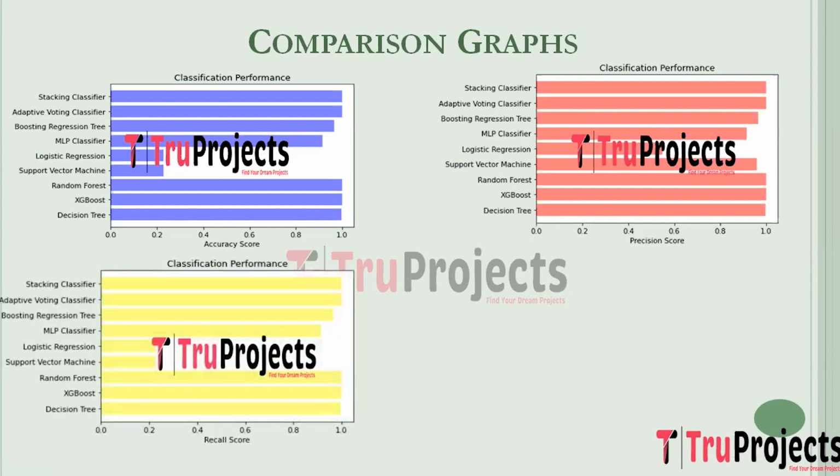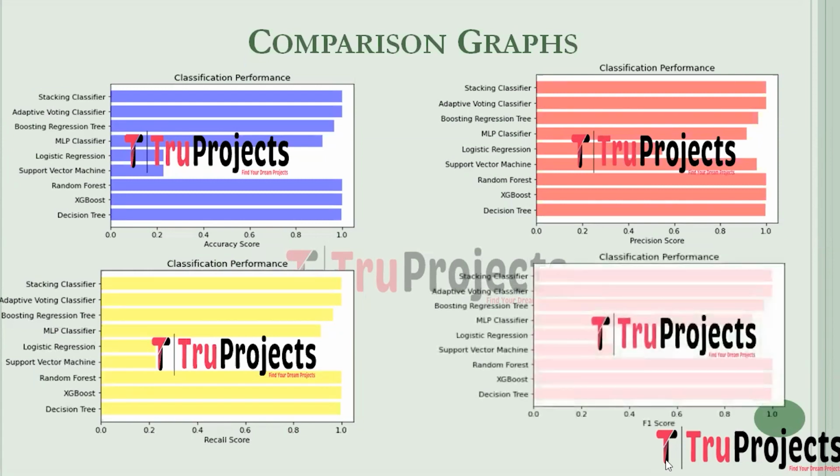Recall is also known as sensitivity or true positive rate. It is the ratio of correctly predicted positive observations to the total actual positives. In the context of this project, recall measures the ability of the model to correctly identify all instances of the intrusion. This is the F1 score comparison graph.